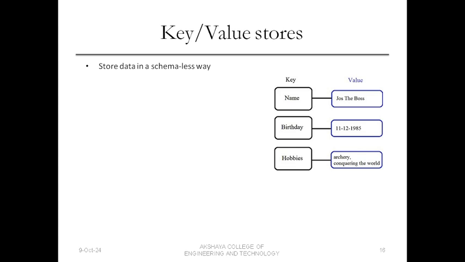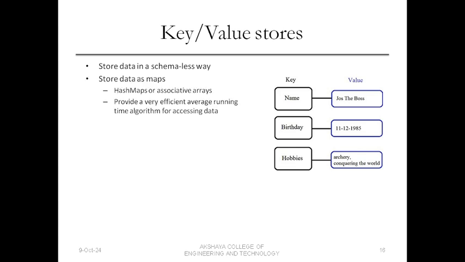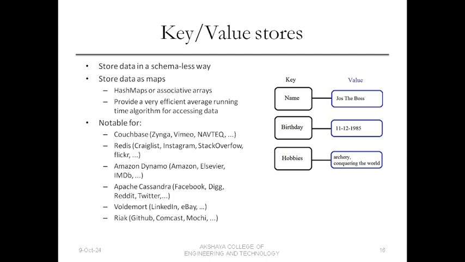So how are key values stored? We store them in a schema-less way. Store data as maps. Hash maps are basically used, and they provide a very efficient average running time algorithm for accessing that data. So the hash map is the data structure that we use. So what are the databases that use key value stores? Couchbase, Redis, Amazon Dynamo, Apache Cassandra, etc.